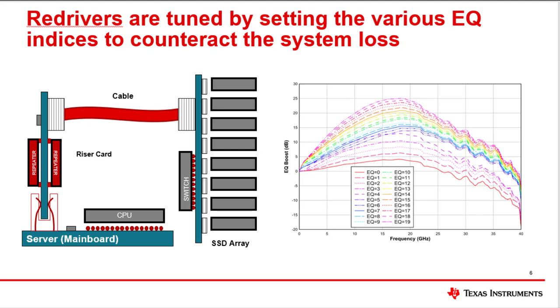Often, the CPU uses PCIe protocol to transfer information over PCB traces to appropriate generation SSD arrays. In the diagram on the left, we see a common architecture used in PCIe enterprise systems. See how the CPU is separated from the SSD array by a riser card and a cable. The amount of loss from those cable interconnects and long PCB traces on the riser card will need to be compensated for. And the EQ indices we discussed earlier are a good tool to help.